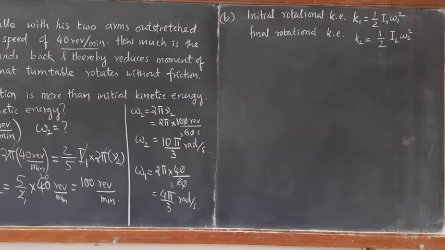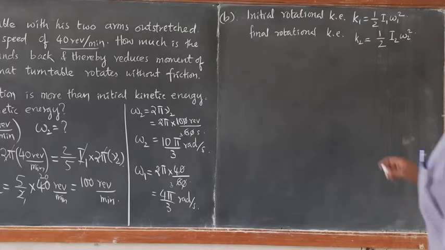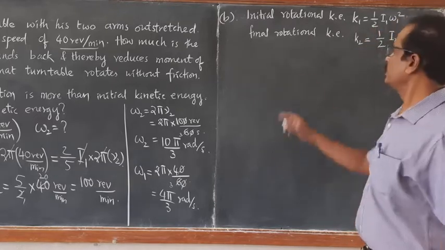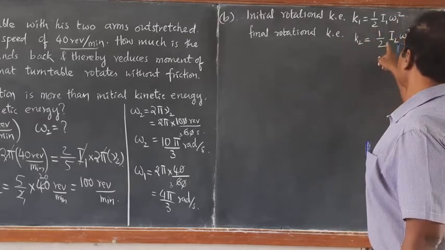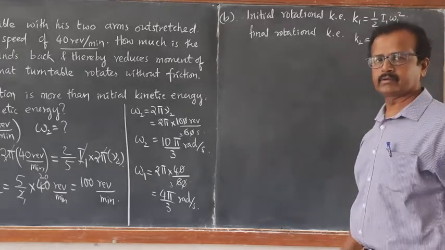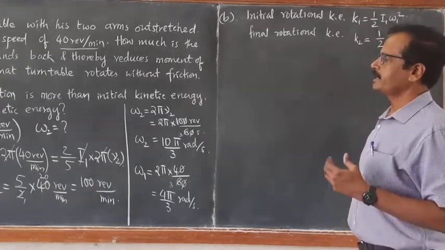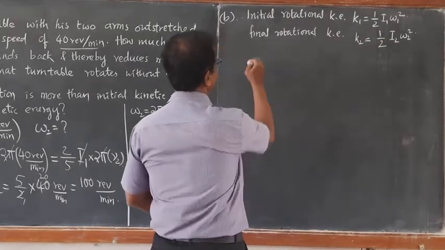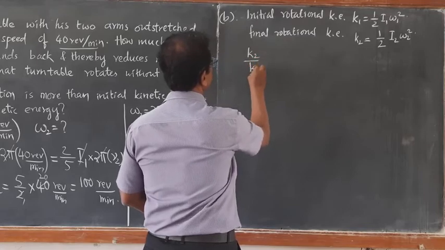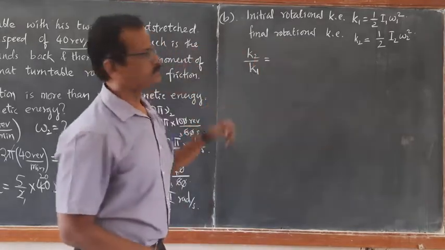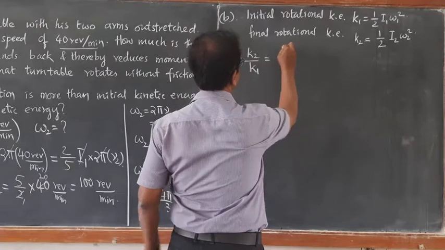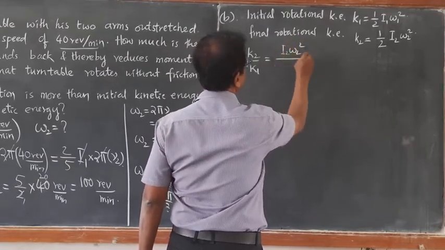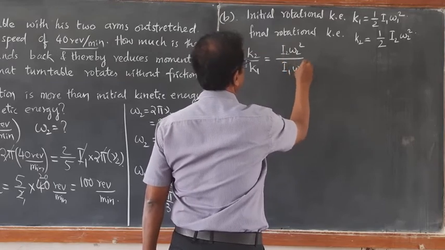Now let us calculate the change in kinetic energy. Initial rotational kinetic energy is half I1 omega 1 square. Final kinetic energy is half I2 omega 2 square. Before substituting the values of I1 and I2, you can take the ratio K2 by K1. The half cancels, and you are left with I2 omega 2 square divided by I1 omega 1 square.